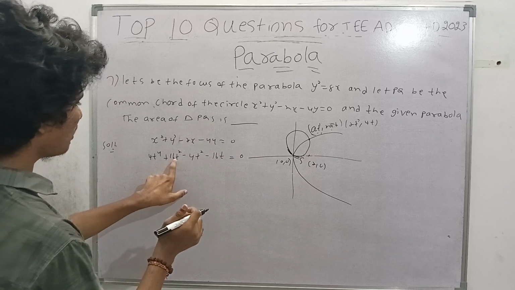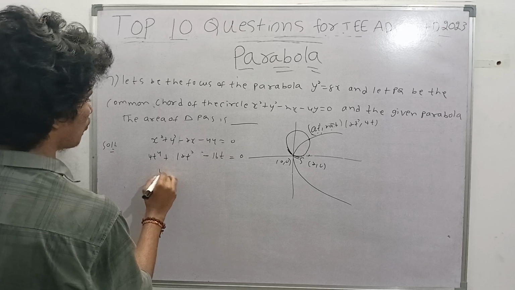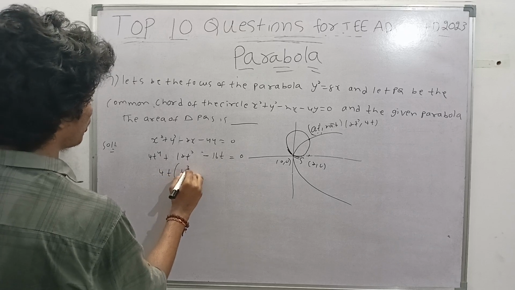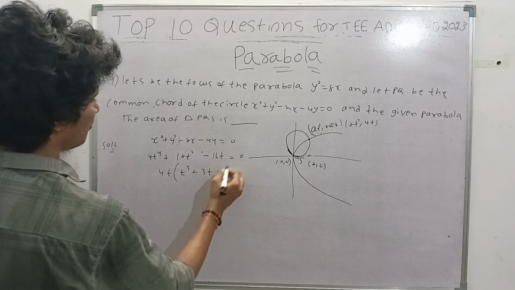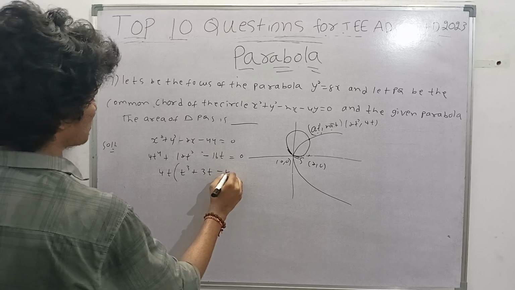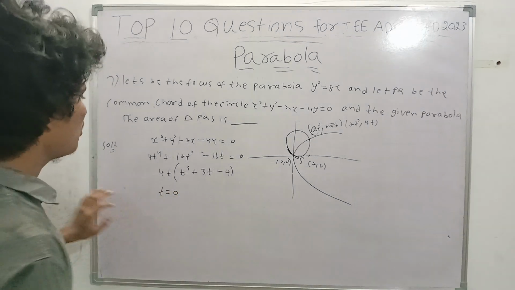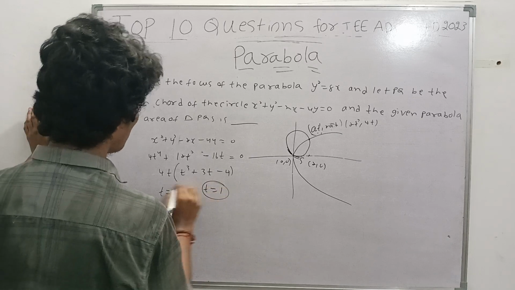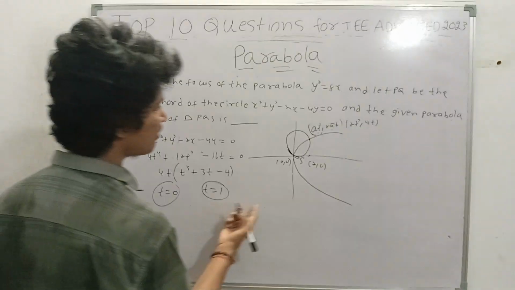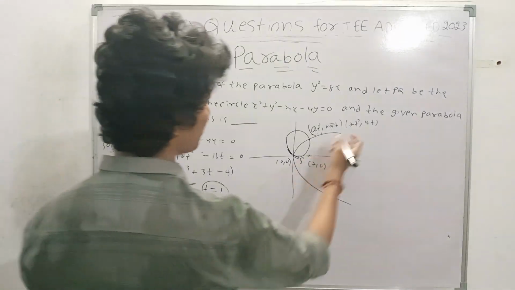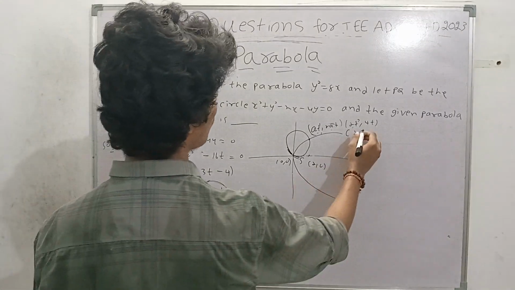From all this I can take common 4t. If I take common 4t, it will be t cube plus 3t minus 4. So from here it will be t equal to 0, and another, t equal to 1. When t equal to 0, it is 0 comma 0. But when t equal to 1, we have to check. When t equal to 1, I get the point 2 comma 4.